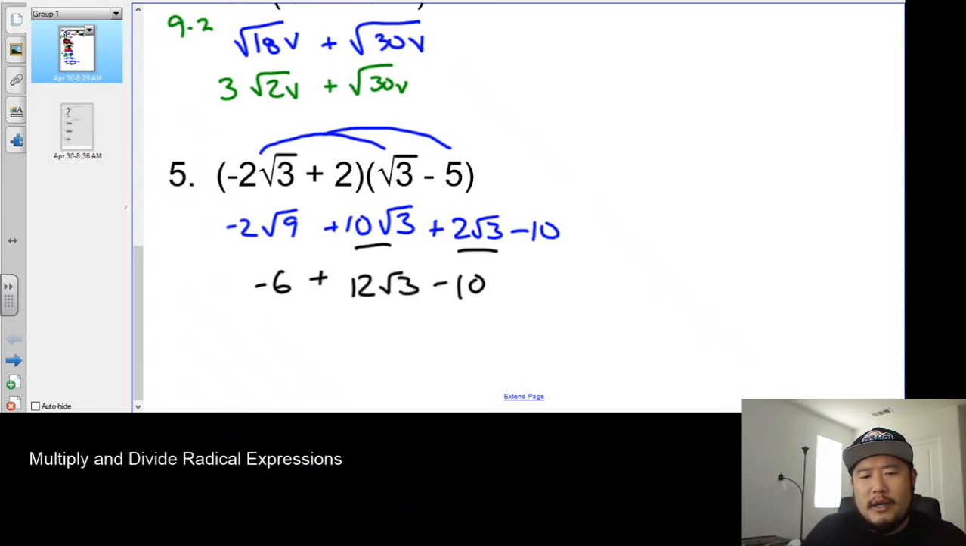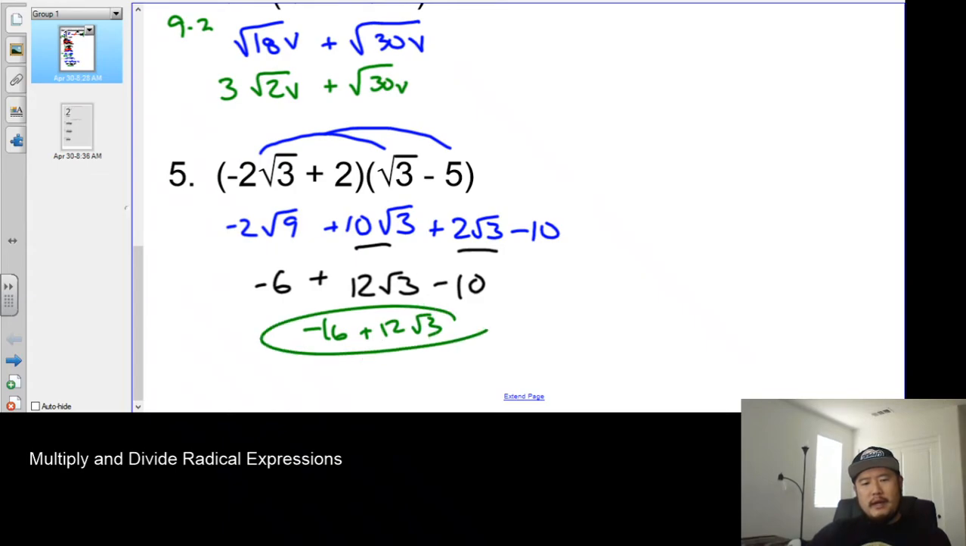So we go ahead and put all this together. Negative 6 minus 10. We'll have negative 16 plus 12 rad 3 as your solution. All right, and there's the simplified answer.